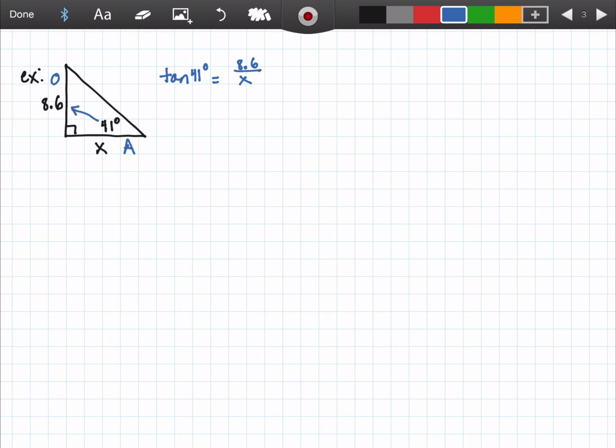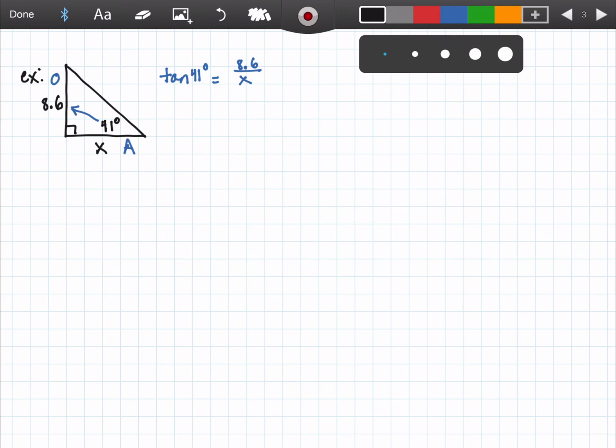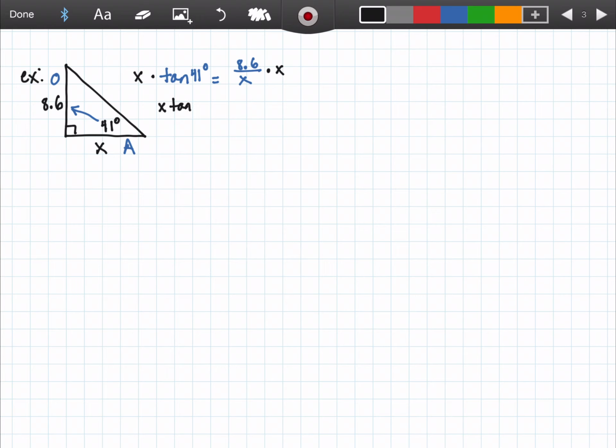Your goal here is to get x by itself. And so I'm going to do that by multiplying both sides by x. I'm going to do that in a different color. So I get x tangent of 41. Those cancel and I get 8.6. And now we divide both sides by tangent 41. Now I'm going to say this, and I'm going to write it down. You best make sure your calculator's in degree mode.